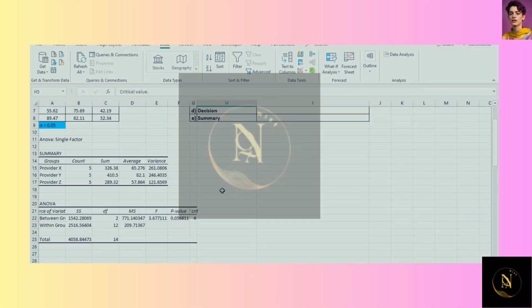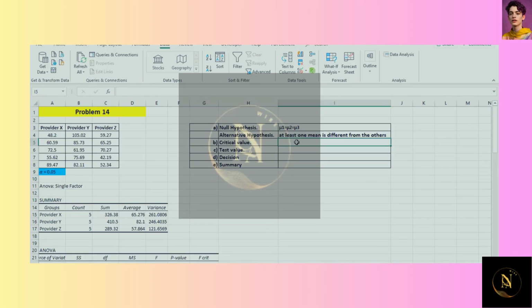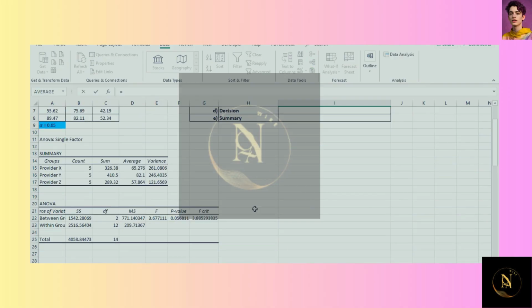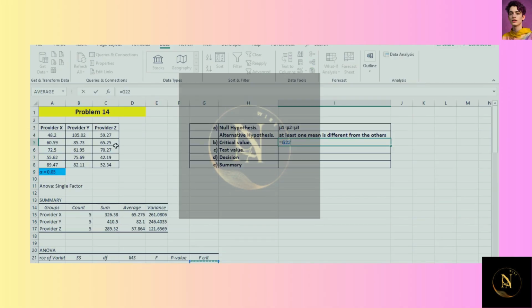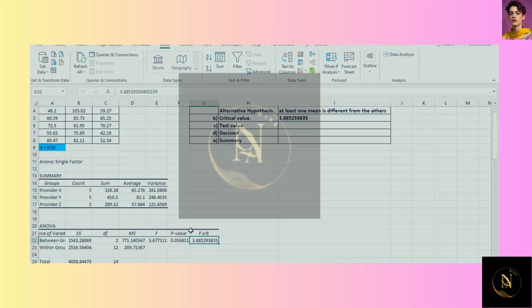And the critical value of F has been obtained from 2 numerator degrees of freedom and 12 denominator degrees of freedom. And in this case, the critical value is 3.885. So that's the critical value.